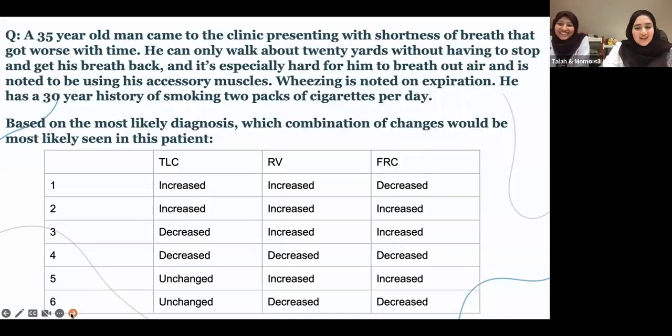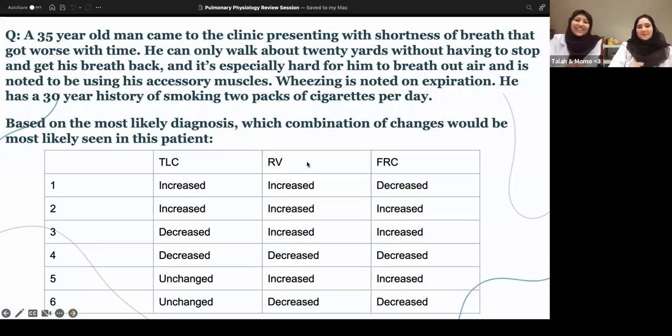A 35-year-old man came to the clinic presenting with shortness of breath that got worse with time. He can only walk about 20 yards without having to stop and get his breath back. And it's especially hard for him to breathe out air, and he's noted to be using his accessory muscles. Wheezing is noted on expiration, and he has a 30-year history of smoking 2 packs of cigarettes per day. Now, based on the most likely diagnosis, which combination of changes is most likely seen in this patient?